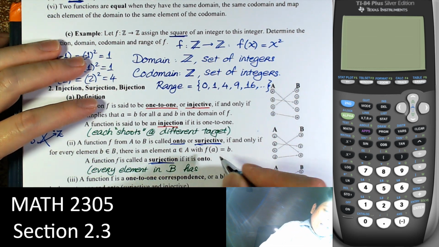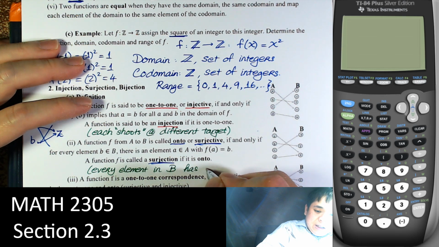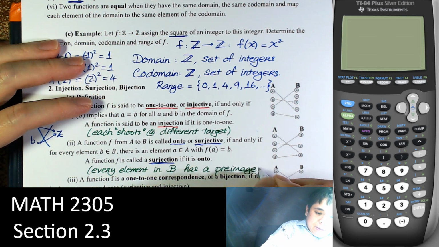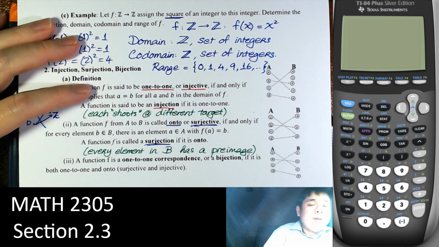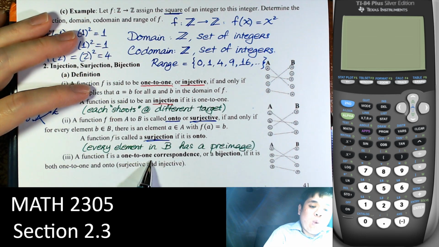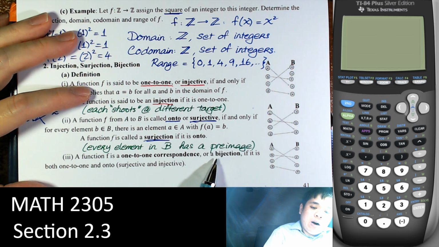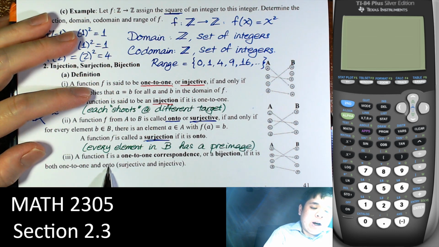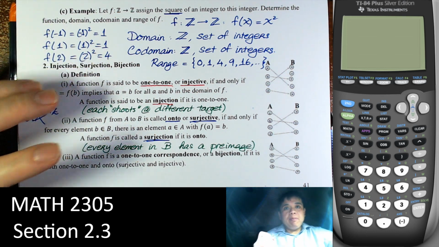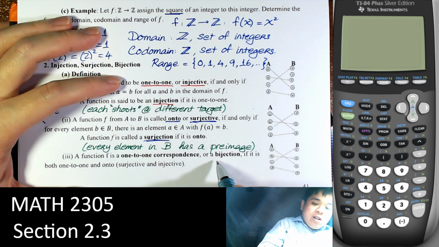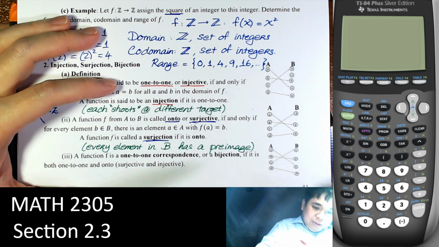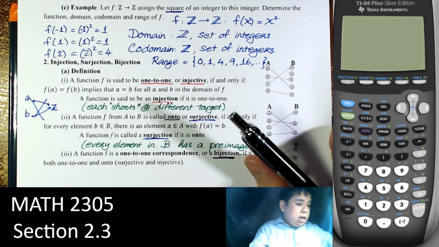There exists an A, so that has a pre-image. And a function is 1-to-1, meaning 1-to-1 correspondence or bijection, if it's both 1-to-1 and onto. So if we have both of these, they call it a bijection. Okay, we will see some examples later.